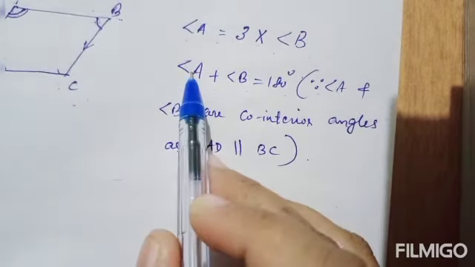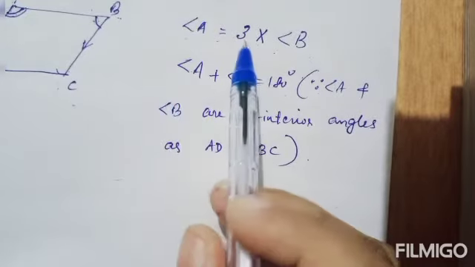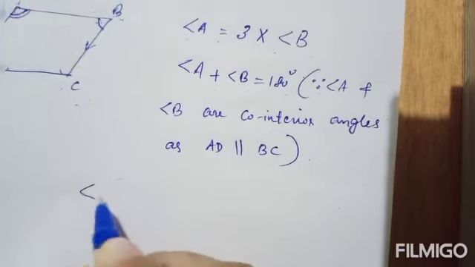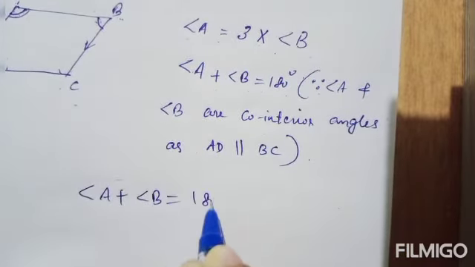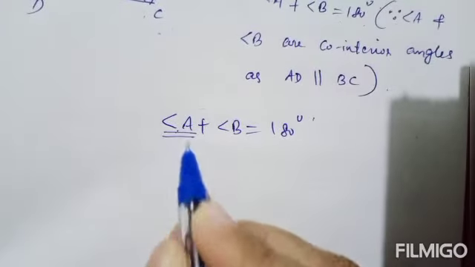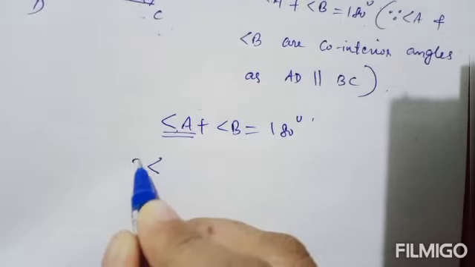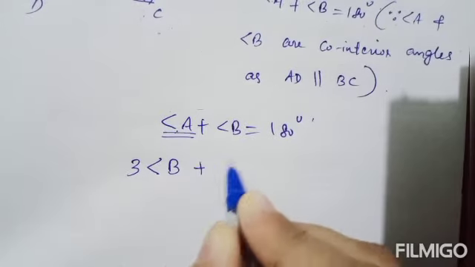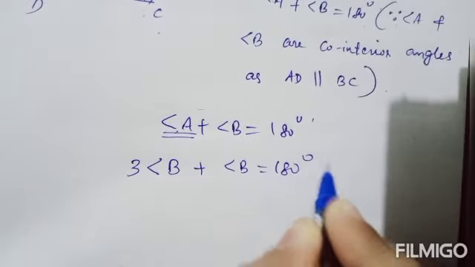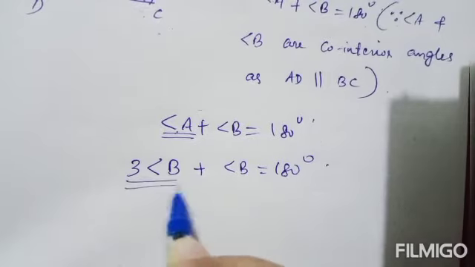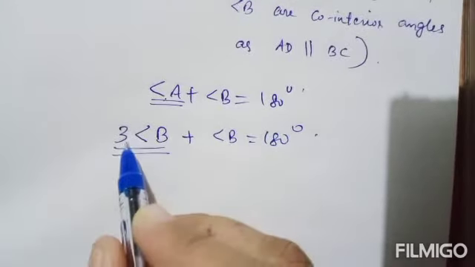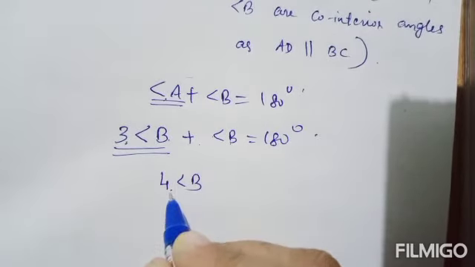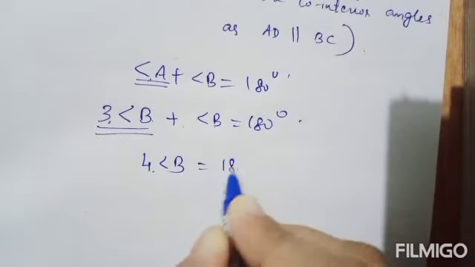Now in place of angle A, you can write 3 into angle B. Angle A plus angle B equal to 180 degree. Angle A is 3 times angle B, so in place of angle A you can write 3 angle B plus angle B equal to 180 degree. For angle A, we substitute 3 angle B. Now you can add 3 angle B plus angle B. It is 4 angle B, 3 plus 1, 4 you will get. So 4 angle B equal to 180 degree.